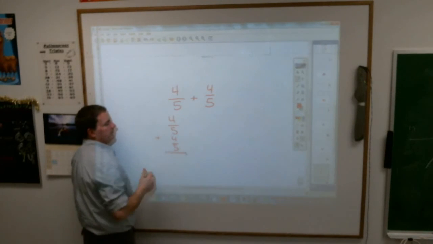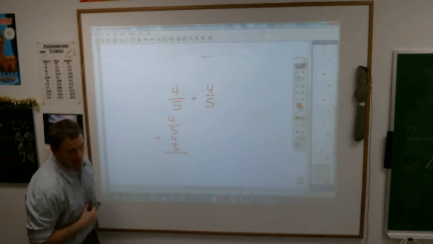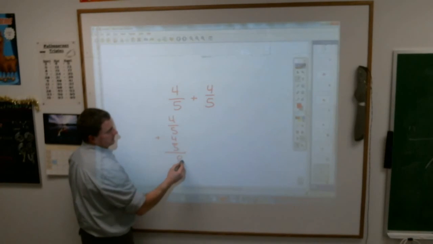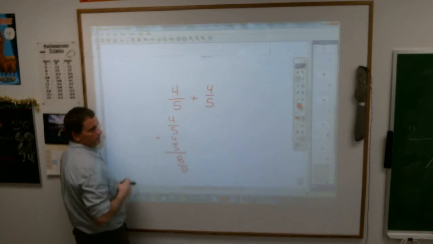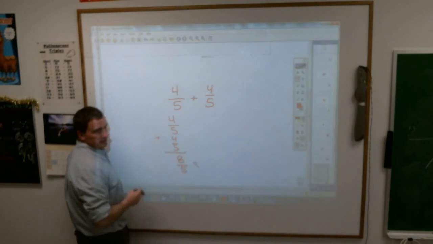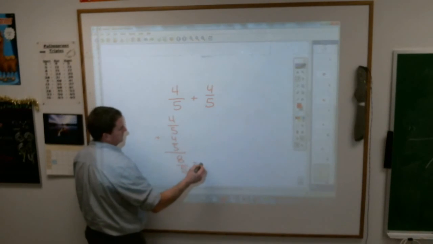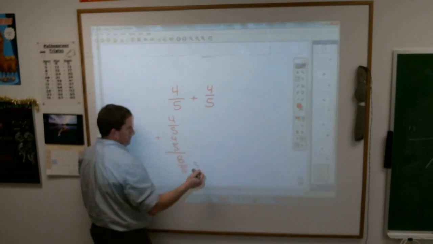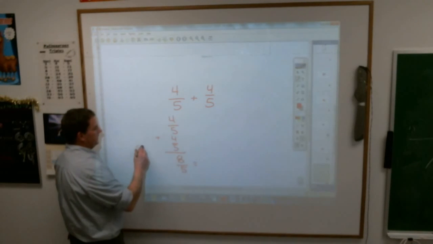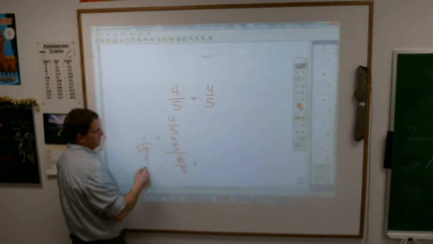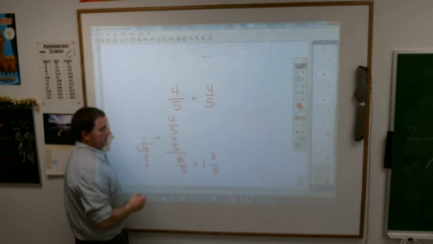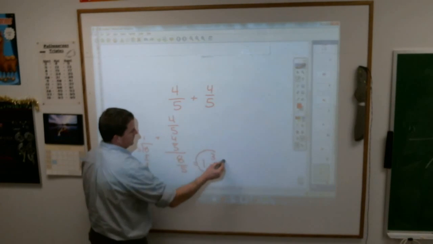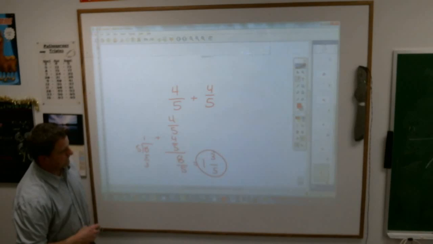What do I get if I add 4/5 plus 4/5, Lance? 8/5. And now you know how to change 8/5 into a mixed number. 8/5 is what mixed number? Lance? Divide 5 into 8 and I get what? 1 and 3/5. 1 and 3/5. Got it?